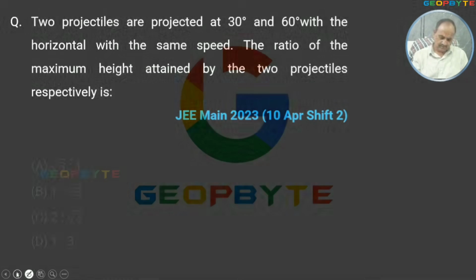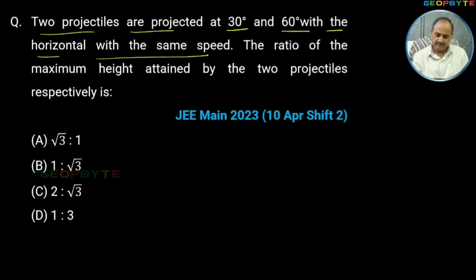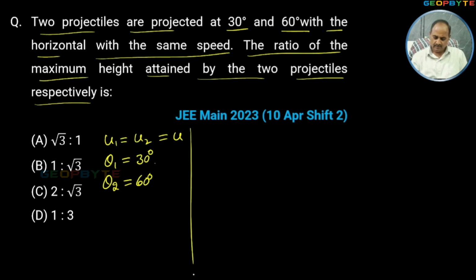Try to read it clearly. It is asking like this: two projectiles are projected at 30 degrees and 60 degrees with the horizontal with the same speed, meaning u1 equal to u2, that is equal to u. But theta 1 equal to 30 degrees and theta 2 equal to 60 degrees. The ratio of the maximum height attained by the two projectiles respectively.